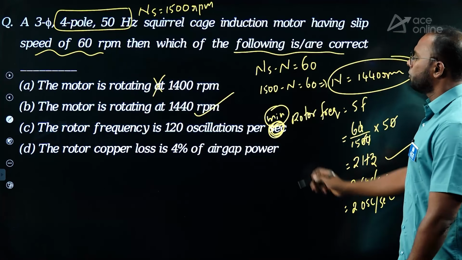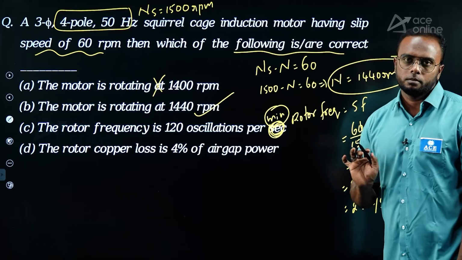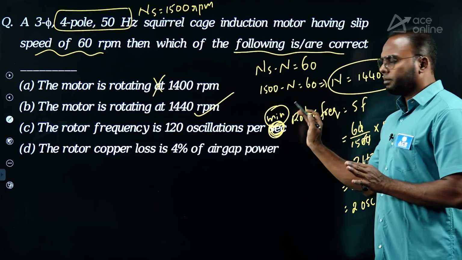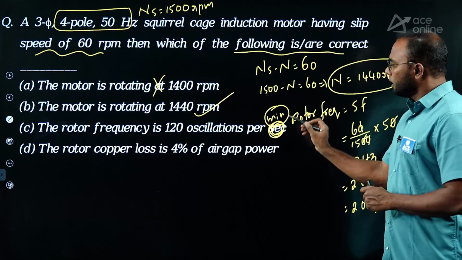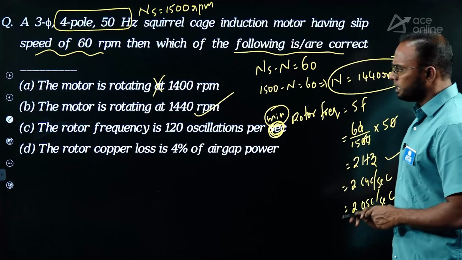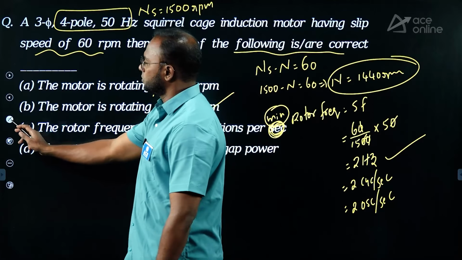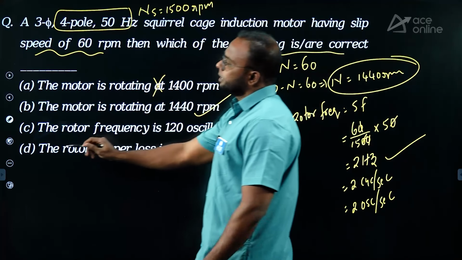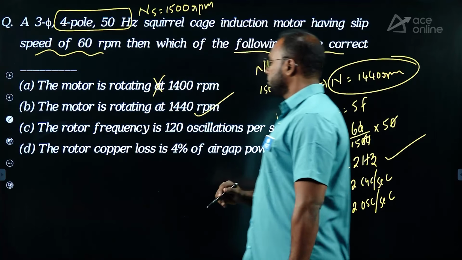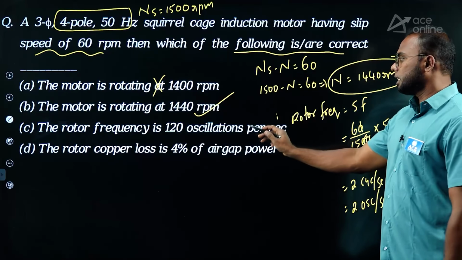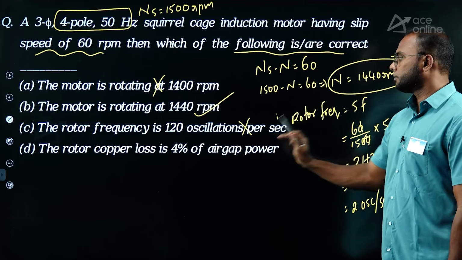But if you take per second, that will be wrong. If you take per minute, it would be correct. Suppose it is per second, then this is a wrong statement. Right now take it as it is, per second. Per minute would be correct, but what is given here? Per second is given. So 2 oscillations per second is correct, but 120 oscillations per second is wrong.